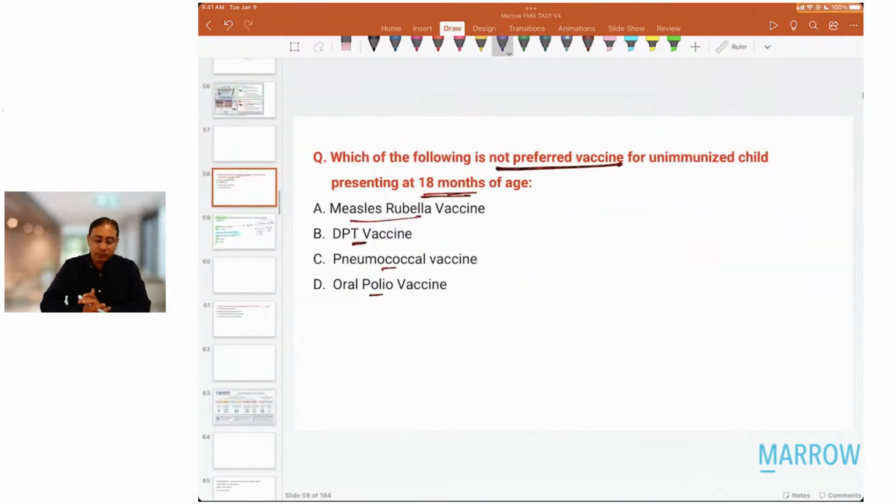So what is the answer for this? Which of the following is not a preferred vaccine? Measles, rubella can be given till 5 years, so yes, this can be given. DPT can be given till 7 years, yes, this can be given. Pneumococcal vaccine can be given only till 1 year. This is not to be given. OPV can be given till 5 years, yes, this will certainly be given. So the best possible answer over here is pneumococcal vaccine.